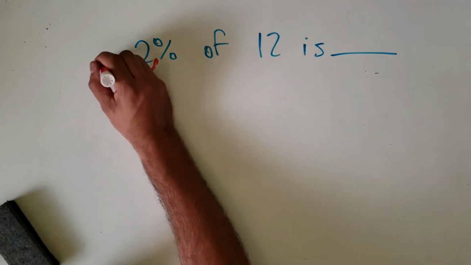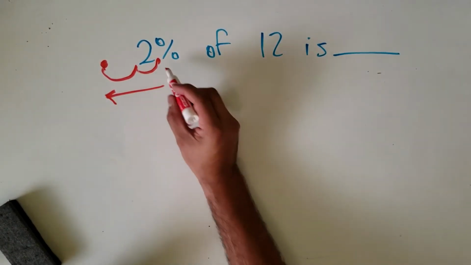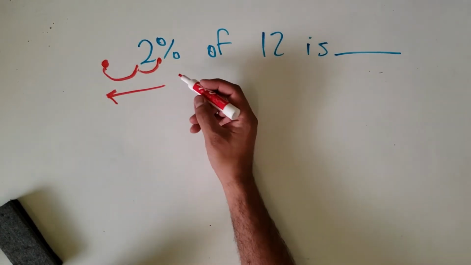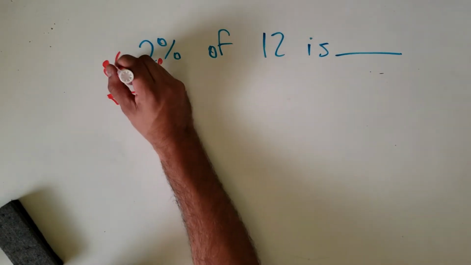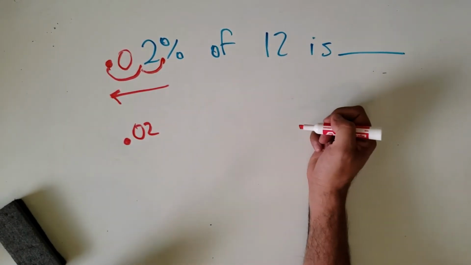Or if you want to remember it this way, just call it butt cheeks. Because it's butt cheeks. It's 2 butt cheeks. So you move it 2 places to the left, so I have an open space, so I have to put a 0 there, so I'm going to put 0.02.